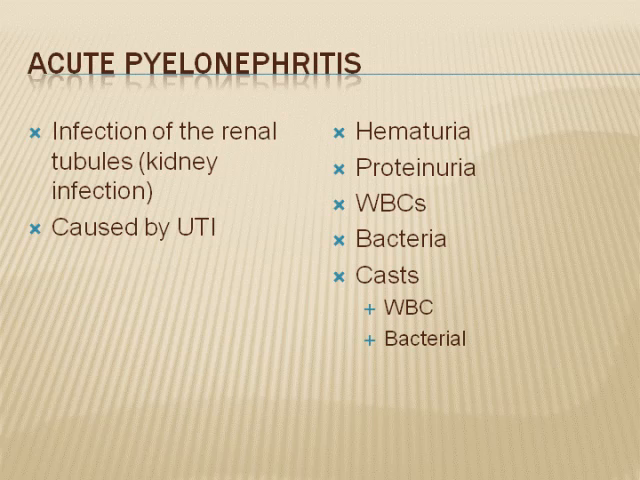Acute pyelonephritis. This is an infection of the renal tubules, and we all know if those aren't working right, you have problems. This is your classic kidney infection. It's caused by a urinary tract infection that made its way all the way up to the kidneys. You will see blood in the urine, protein in the urine, white blood cells in the urine, bacteria, casts, most notably white blood cell and bacterial casts.